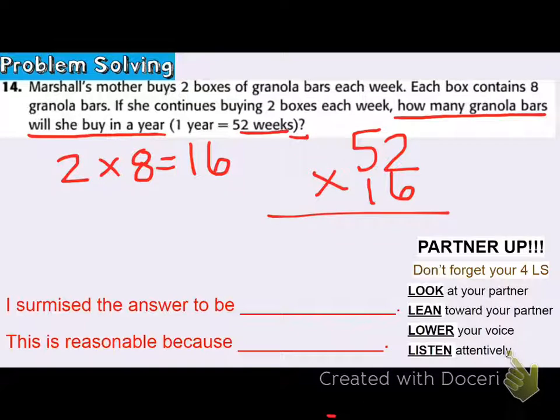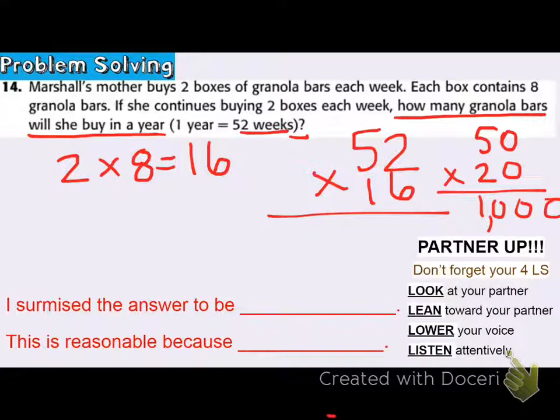So I can estimate first. If I estimate, then I'll be able to figure out if my answer is reasonable. Well, 52 is pretty darn close to 50. And 16 is close to 20. And I could do my mental math. So 5 times 2 and then add my zeros. I'm guessing that it'll be close to 1,000 granola bars a year. Let's see what the actual answer is.